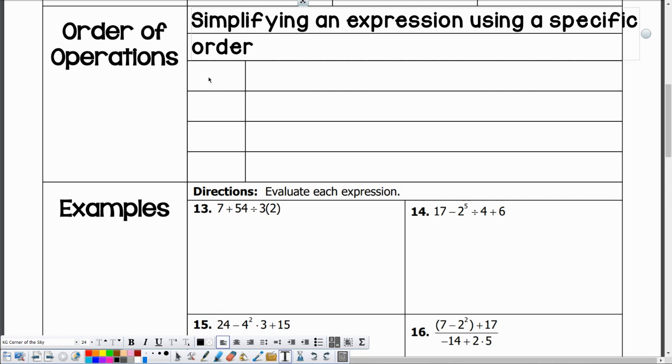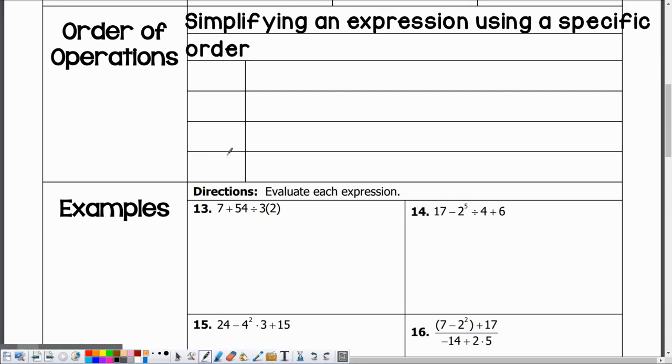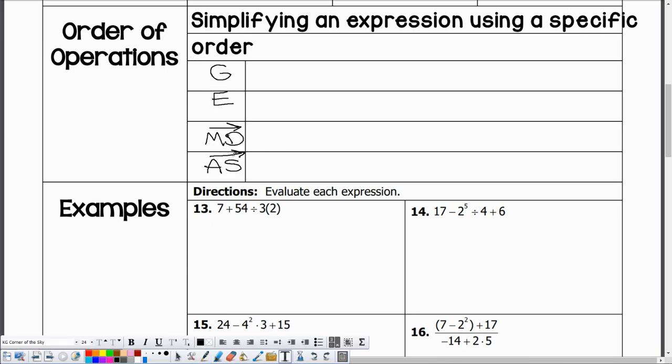So our order of operations here, we're going to use something slightly different. You may have used it last year. We use GEMDAS. So for our G, that stands for our grouping symbols. That's all of our parentheses, our absolute value signs, our brackets, our braces. Anything that's grouping things together is considered a grouping symbol, so that'll fall under G.